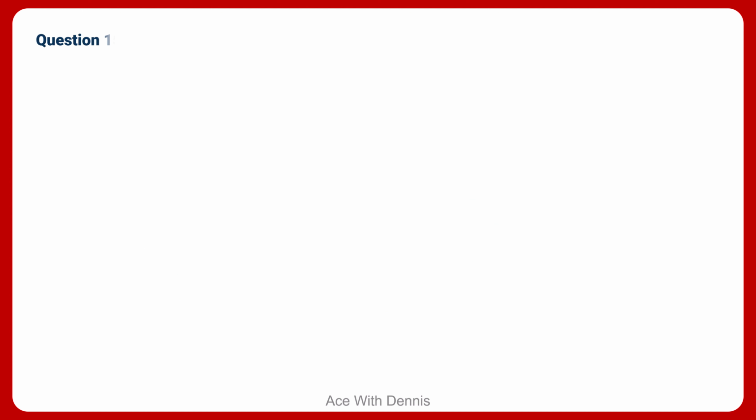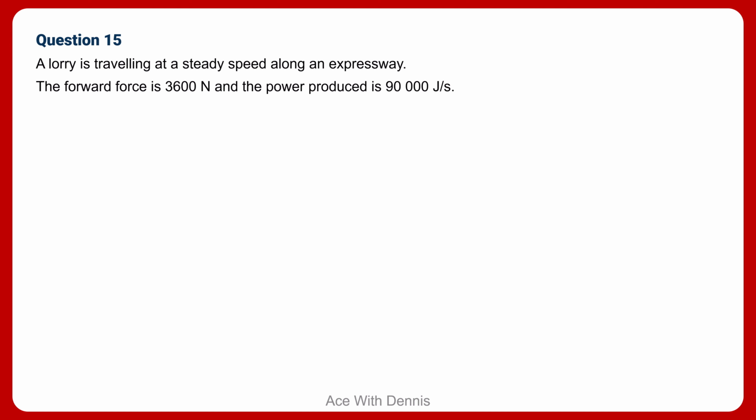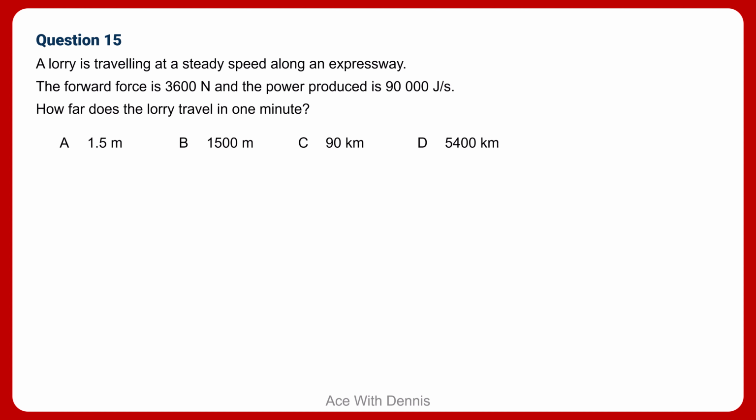Question 15. A lorry is traveling at a steady speed along an expressway. The force is 3,600 Newton and the power produced is 90,000 joules per second. How far does the lorry travel in 1 minute? A. 1.5 meters, B. 1,500 meters, C. 90 kilometers, or D. 5,400 kilometers. The answer is B. 1,500 meters.